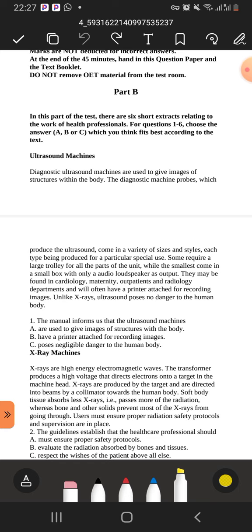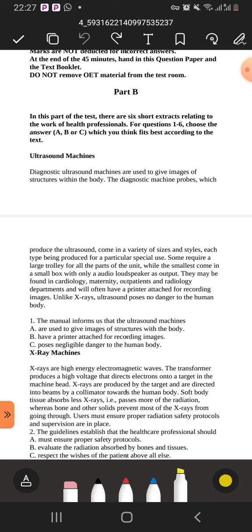And if you read here, let me highlight it for you guys. Here it is talking about giving images of structures within the body. But here, see what they wrote. They wrote giving images of structure with the body. So it means option A is not the answer, although it looks like the answer. So if you are not careful, you can rush and pick option A thinking it's the right answer.